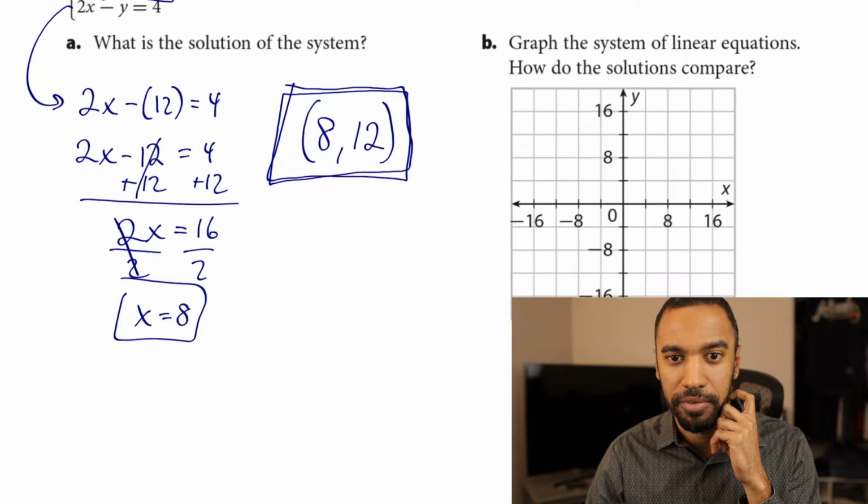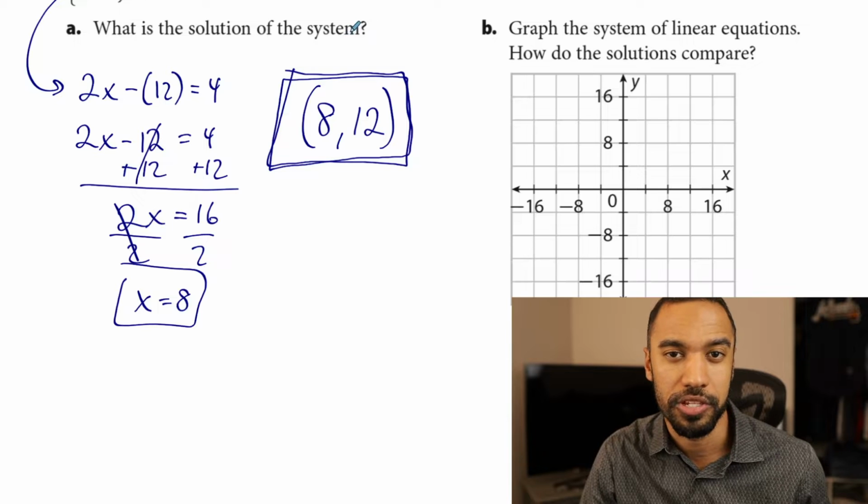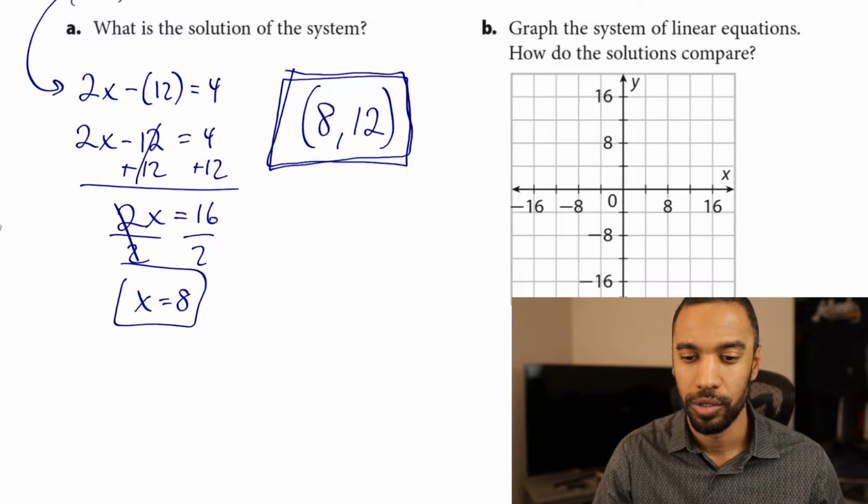So let's go ahead and graph this system of linear equations and see how the solution of B compares with A. Ideally, they should be the same. So if I didn't do anything wrong, we should be set.